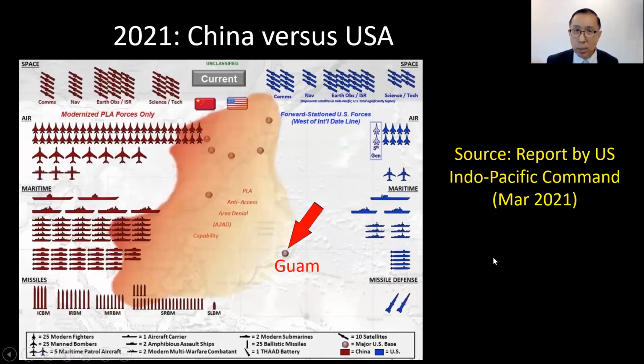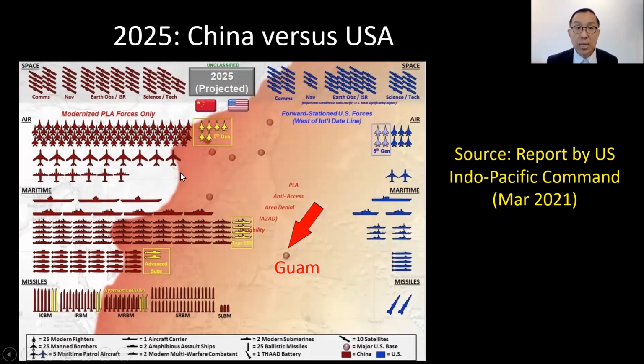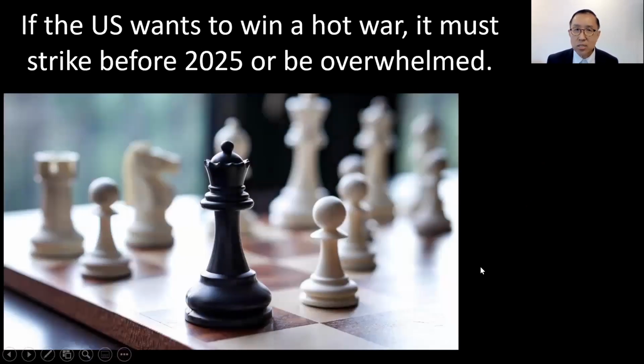But in 2021, because of their missiles and all that, Chinese military capability could go right up to Guam. Guam is where the US has a military base. According to this report, if you give them another few more years, 2025, the Chinese military capability will stretch right to the half of the Pacific Ocean. And that makes all the US carriers almost useless. So according to this report, if there's going to be a hot war, the US must strike before 2025. Because beyond 2025, the Chinese military will have the upper hand.